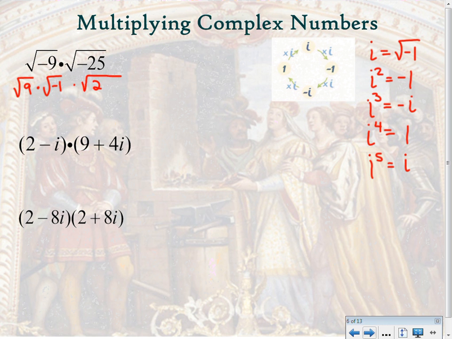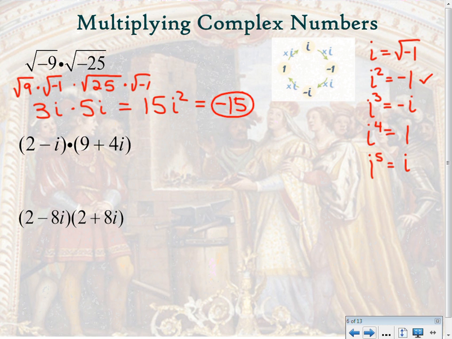We're going to take the positive 25, we're going to break off that negative part. So I have 3i times 5i. The square root of negative 1 is i. And that becomes 15i squared. Now i squared is negative 1. So we have our final answer: negative 15.